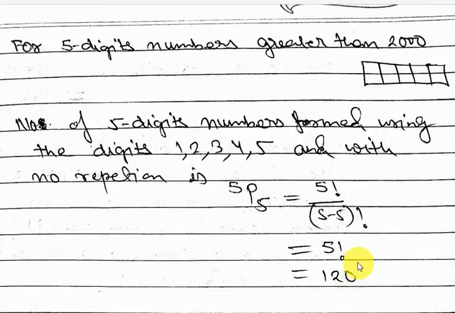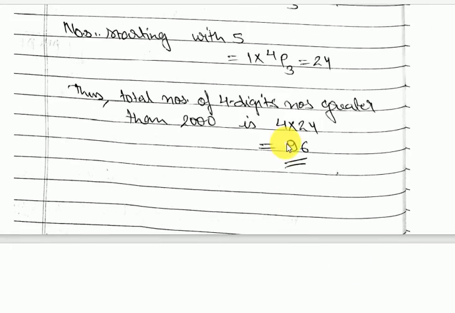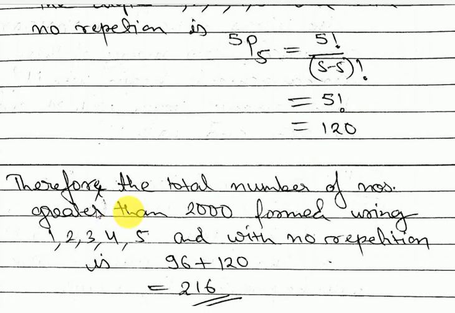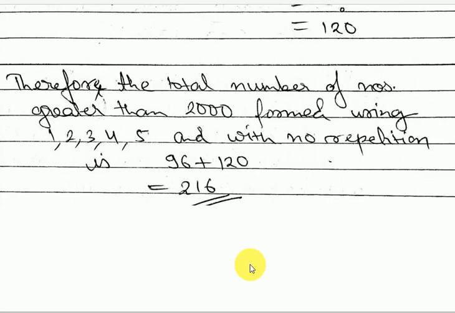So 4 digit numbers we can have 96, and 5 digit numbers we can have 120. Therefore in total we can have 96 plus 120. Okay, so this is all for the first lecture.